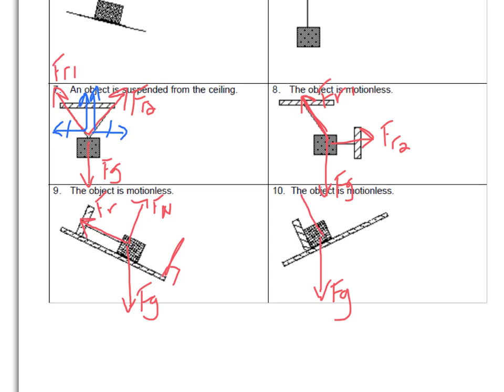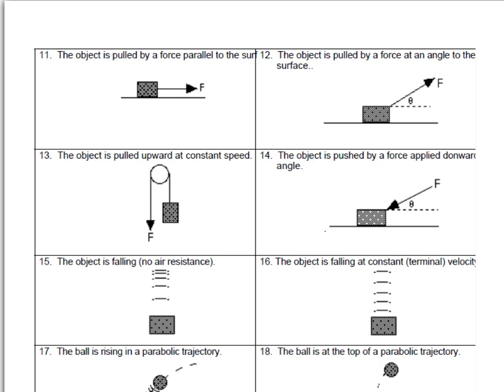So the bottom surface is going to push like that, normal 1, and then the other surface is going to push that way, normal 2. Okay, number 11, these are starting to get more like situations we would encounter. Always gravity. It's on a surface, so there's a normal force.